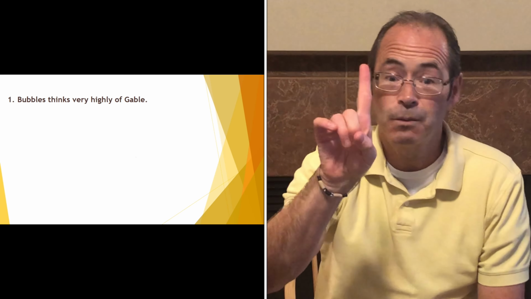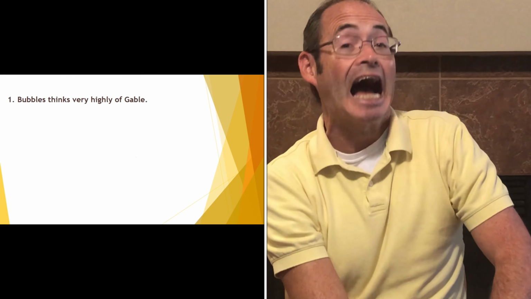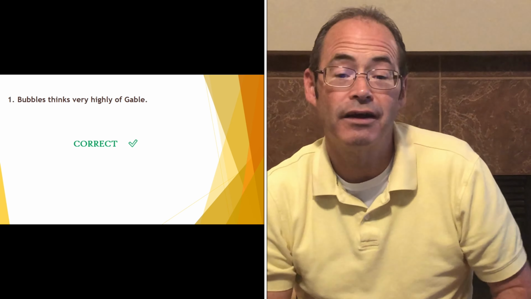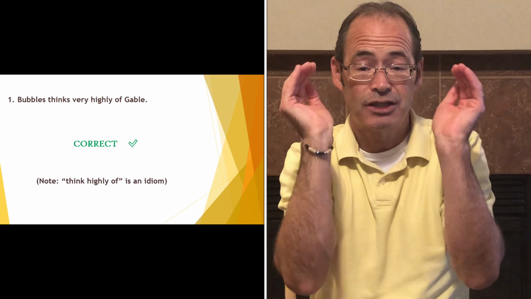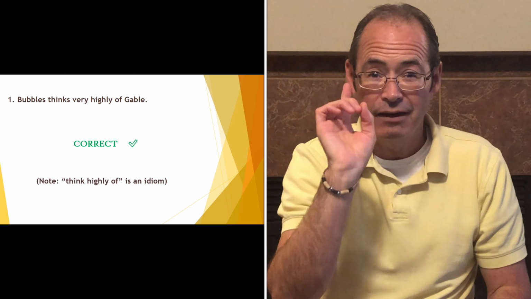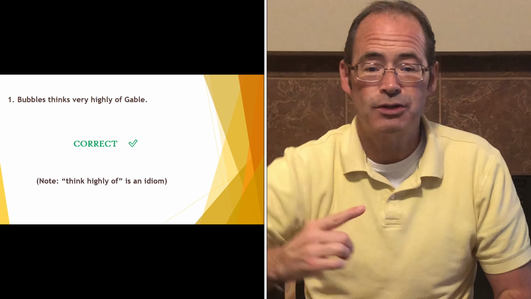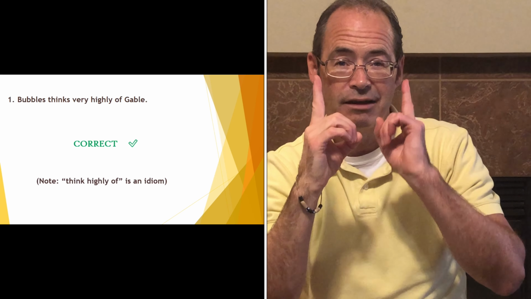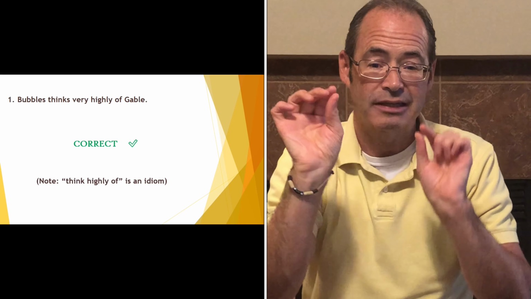Okay. Number 1, Bubbles thinks very highly of Gable. Correct. Good job. Okay. Now keep in mind, note there that think very highly of is actually one unit. It's an idiom. So that's why the additional adverb actually goes between the main verb and the other adverb. So thinks very highly of.